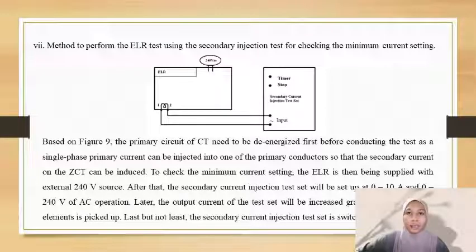To check the minimum current setting, the ELR is then supplied with a 240 volt source, and after that the secondary current injection test set will be set up to 0 to 10 ampere and 0 to 240 volt AC operation, and later the output current of the test set will be increased gradually until the ELR element is picked up. Last but not least, the secondary current injection test set is switched off, and that is how to perform the secondary injection test for checking the minimum current setting.